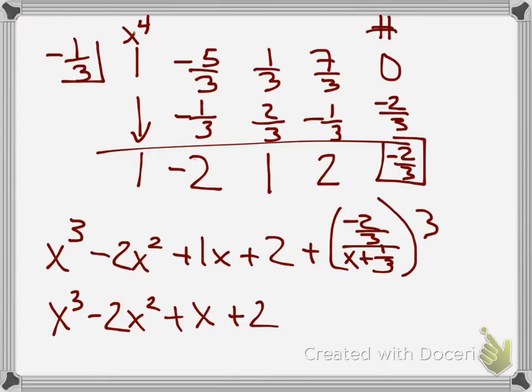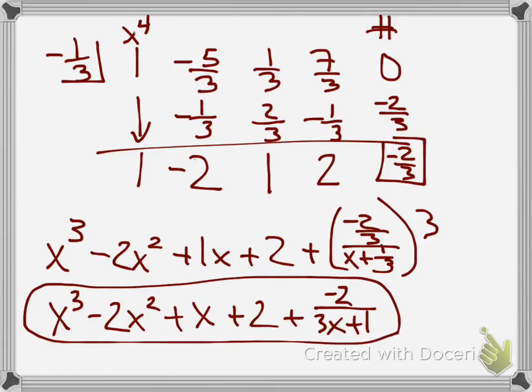Negative 2/3 times 3 is negative 2, so plus negative 2 over, this would be 3 times x is 3x, 3 times 1/3 is 1. And there you go. That way you can get rid of that ugly little fraction. Now, if you left it with that ugly little fraction, I'll probably still count it, right? But there you go. All right, that is synthetic division.